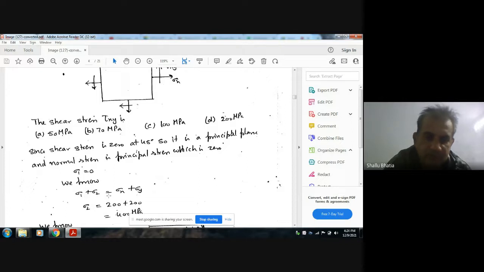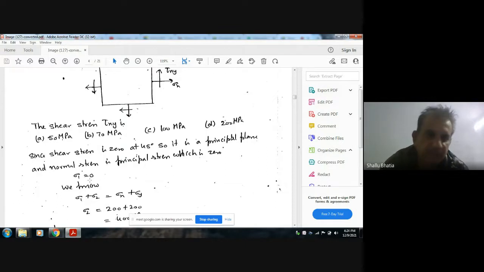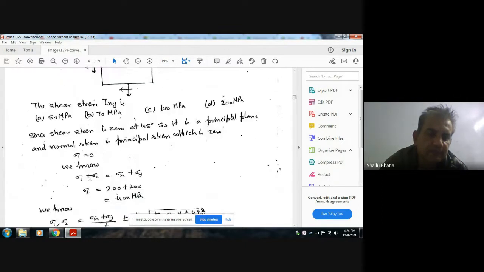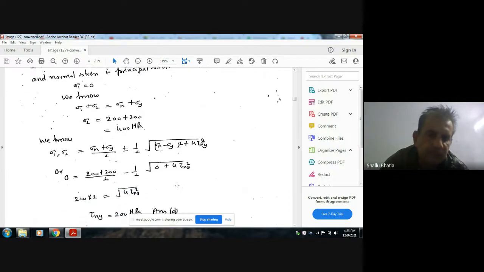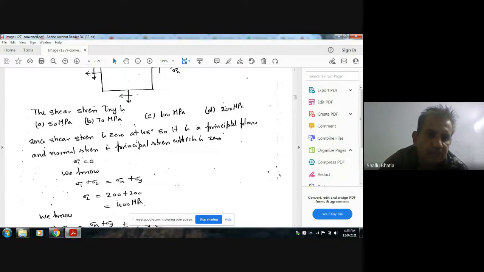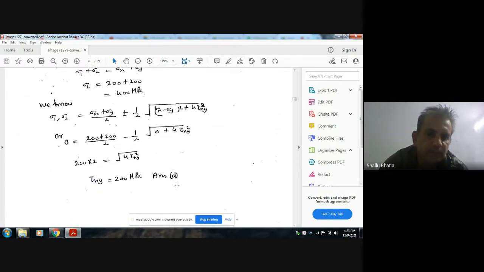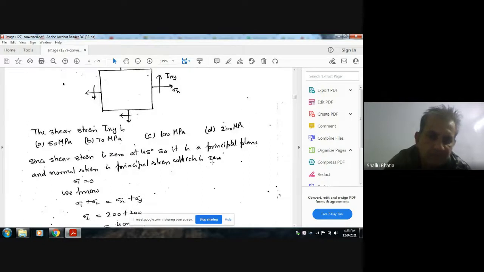The other we can find out using the equation that the sum of the normal stresses will remain constant. So sigma 1 plus sigma 2 equals sigma x plus sigma y. Sigma 2 is 200 plus 200, that is 400. Sigma x and sigma y are 200, so sigma 2 is 400. Now if we know sigma 1 and sigma 2, we can directly use the formula sigma x plus sigma y by 2 plus minus 1 by 2, and then we can find out tau xy. So tau xy is 200 MPa.